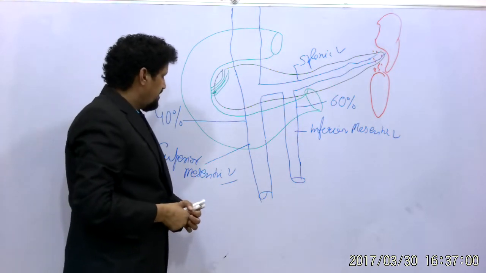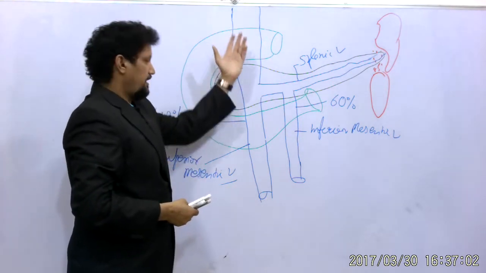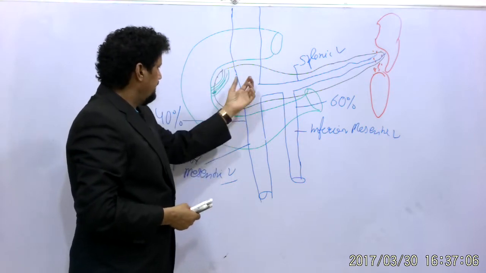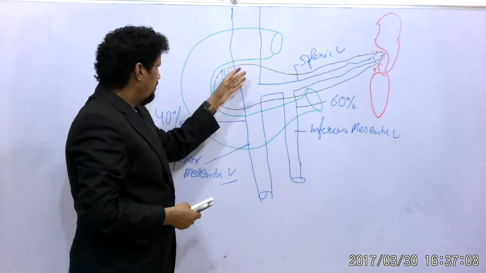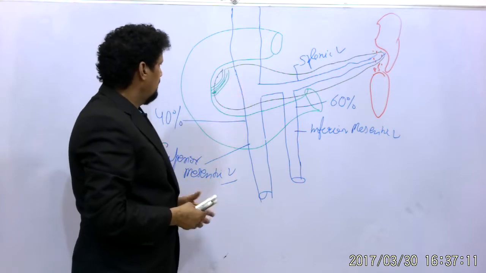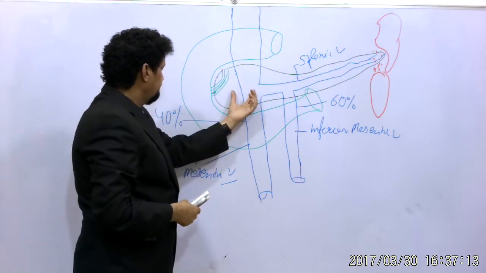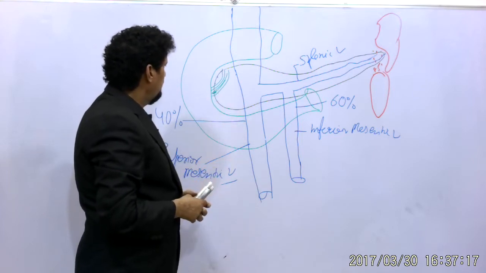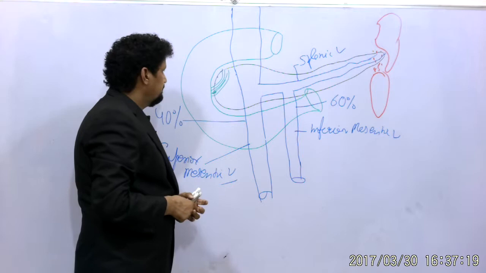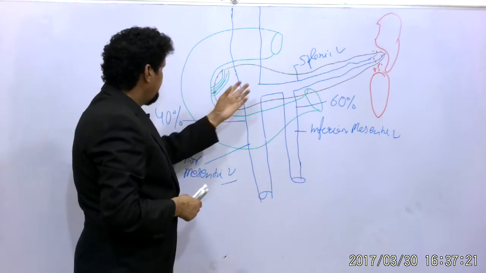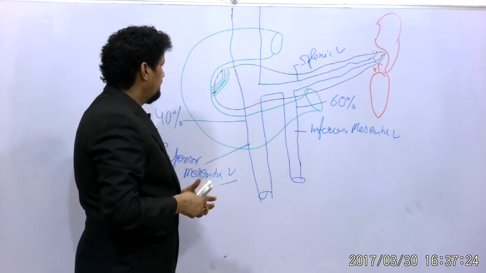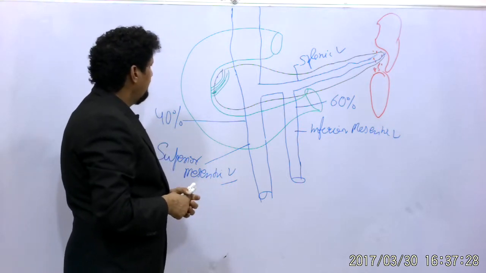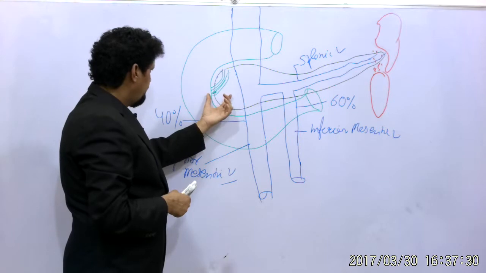And the posterior relation is having the inferior vena cava. So, inferior vena cava is behind the infraduodenal part of the portal vein. The lateral relation is having the bile duct and the anterior relation is having the neck of the pancreas. So, these are the relations in the first part.